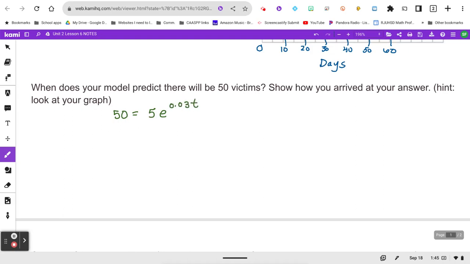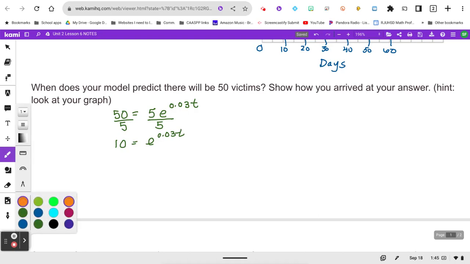Okay. The first thing we want to do is get rid of the 5. We want to get e by itself. Now, in order to get rid of e, we are going to take the natural log of both sides. And if you look at your calculator, the natural log and e should be almost the exact same button. One of them should be a shifted. This means that they eliminate each other.